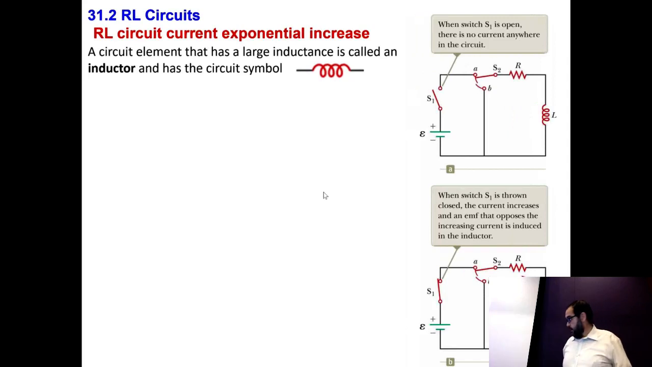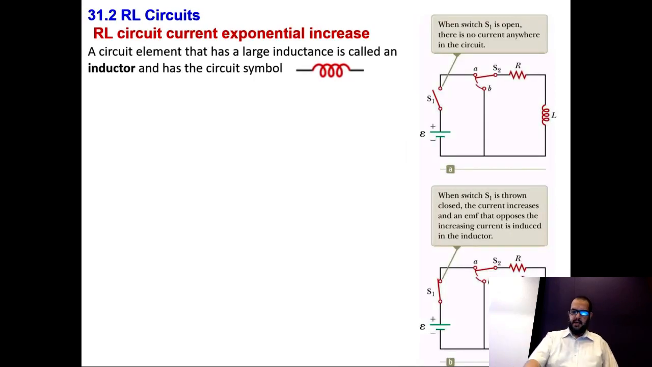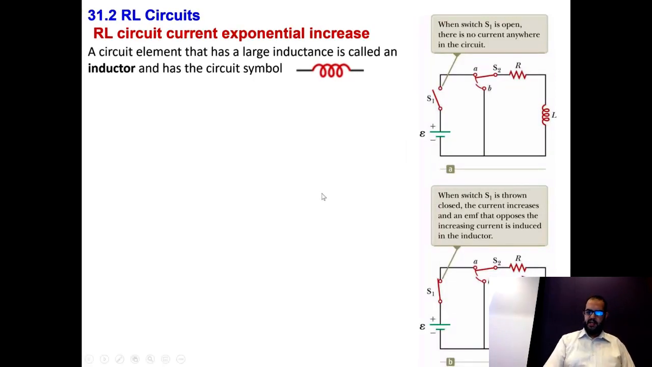So we started looking at what happens if you have a circuit that has a battery, a resistor, and an inductor, or a solenoid. We refer to solenoids as inductors in a circuit. So if we have switches S1 and S2, and at time t equal to 0 we close switch S1, we can analyze the circuit using Kirchhoff's voltage law.